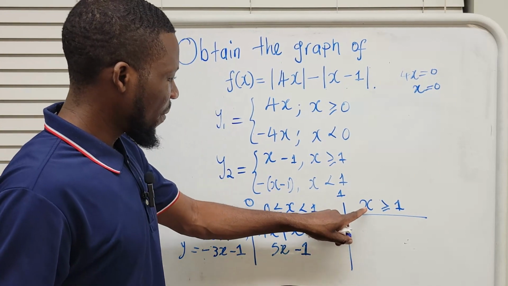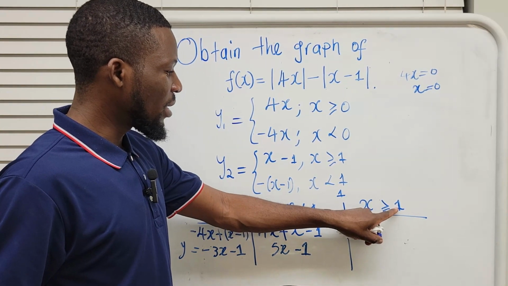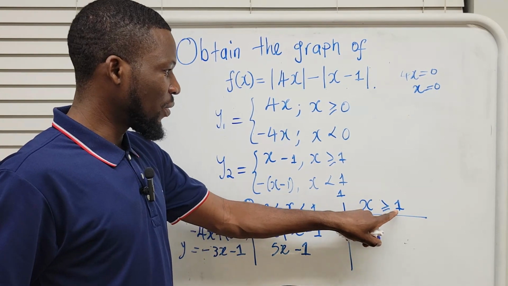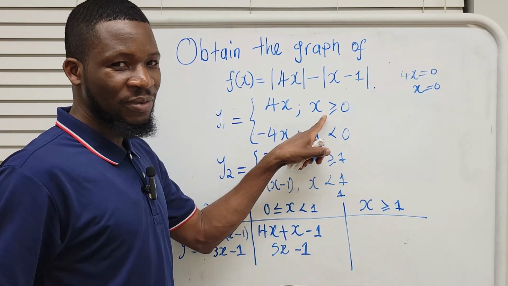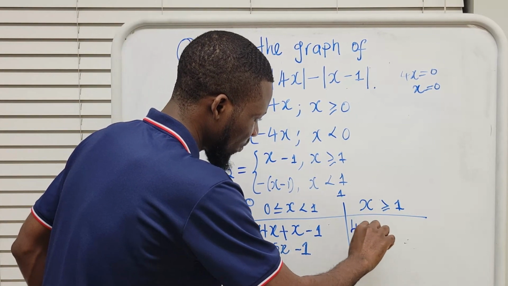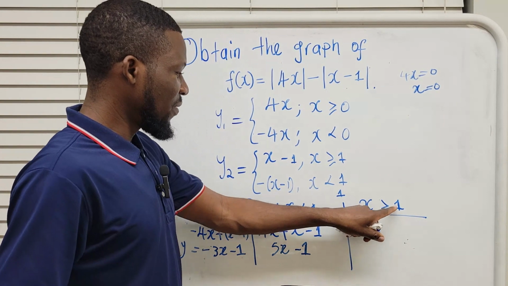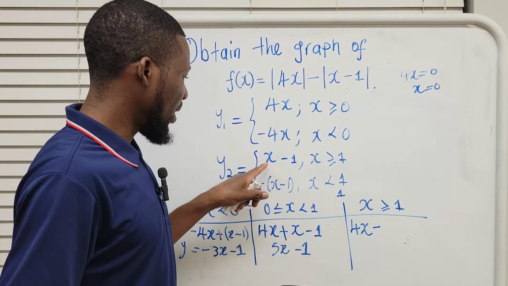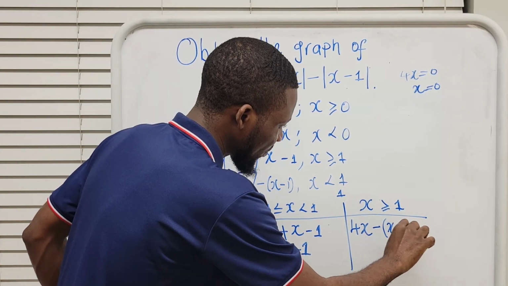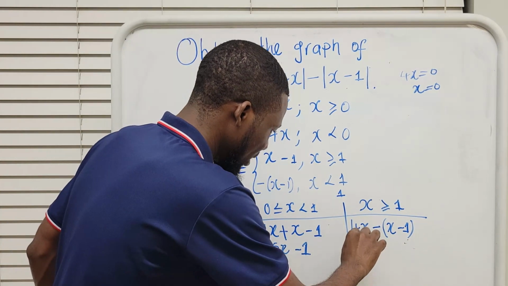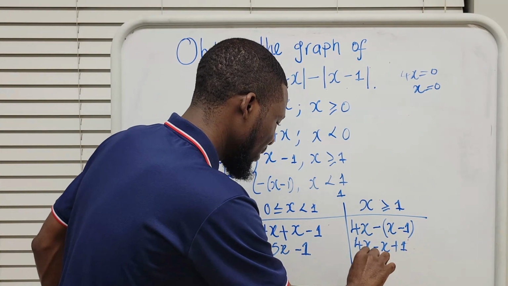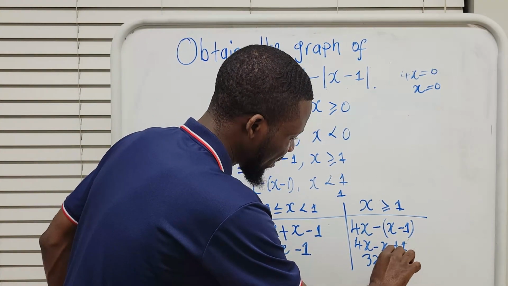Okay, now here, when x is greater than or equal to 1, all the values of x which are greater than or equal to 1 are going to be greater than or equal to 0. So we have 4x minus, now all the values of x that are greater than or equal to 1, we have x minus 1. So this is minus x minus 1. Okay, now this is just 4x minus x, then plus 1. So this is just 3x plus 1.